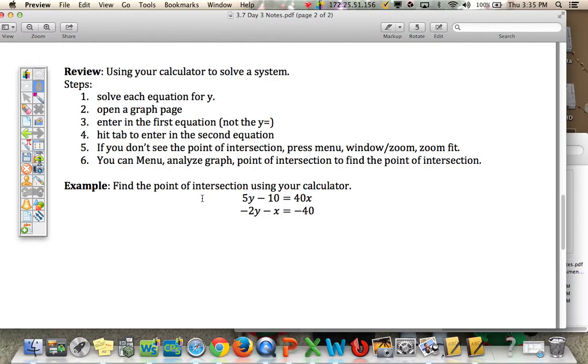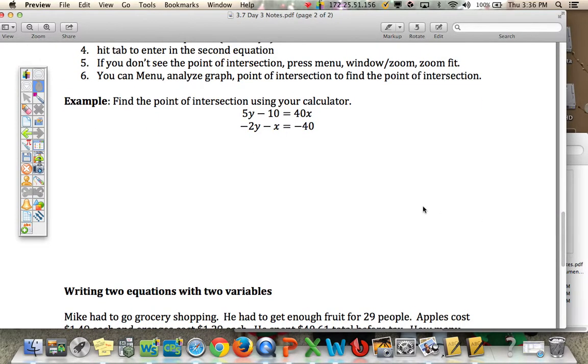Review. Use your calculator to solve a system. So steps, solve each equation for y, open a graph page, enter it in, hit tab to enter in the second equation. If you don't see the point of intersection, here are the buttons you can press, and you can analyze graphs. So let's try that. Find the point of intersection on your calculator with these two right here.